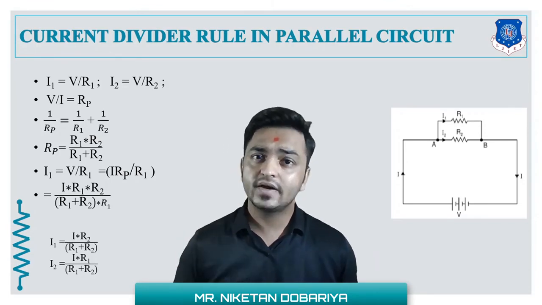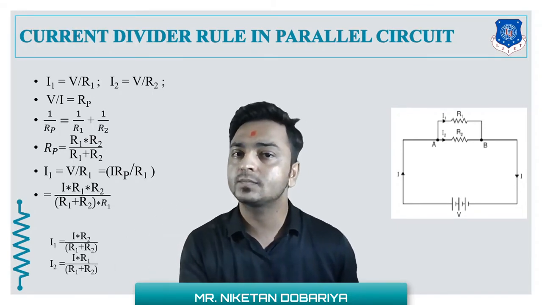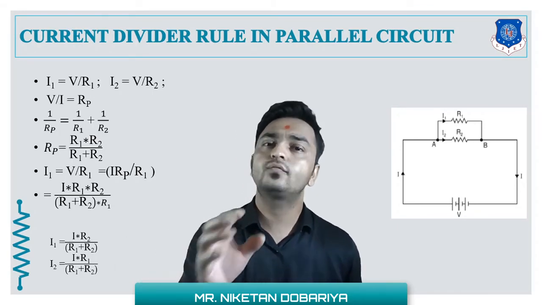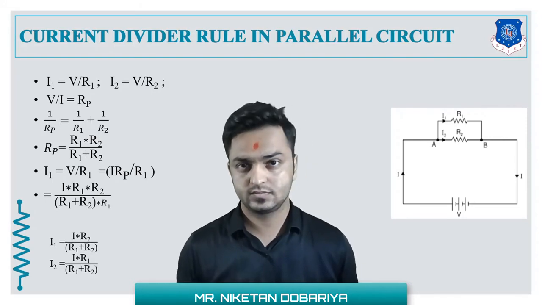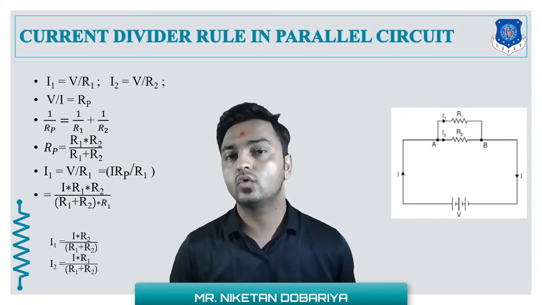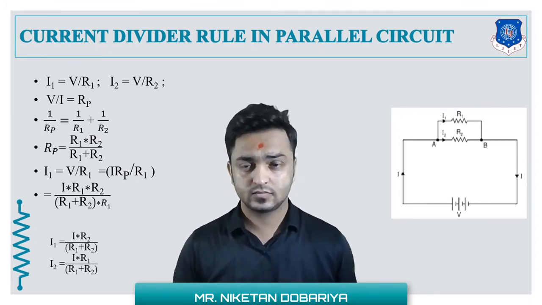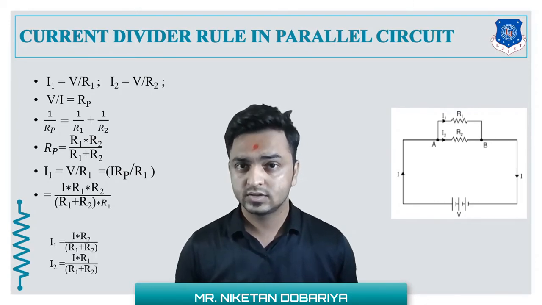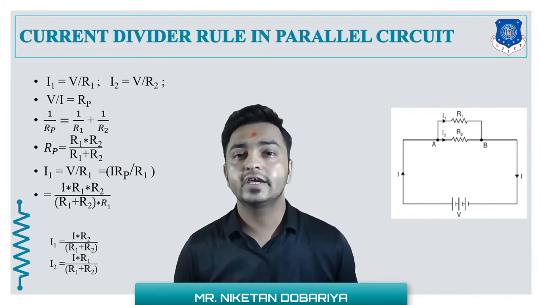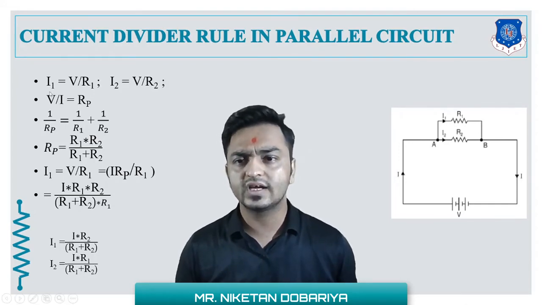Now what is the current divider rule? Here we are going to find the values of I1 and I2 in terms of the total current, capital I. So let's find it out. First of all, consider that I1 is equal to V by R1, where V is nothing but I into R equivalent, or Rp. So that is given here.